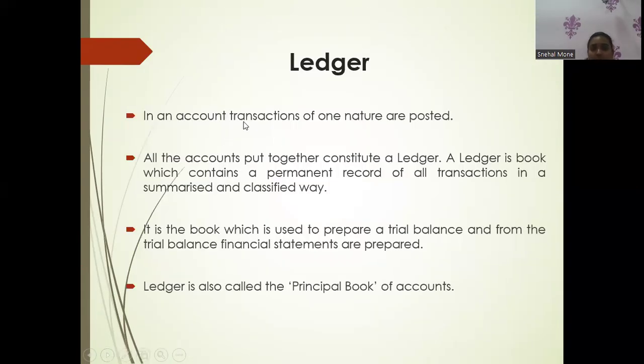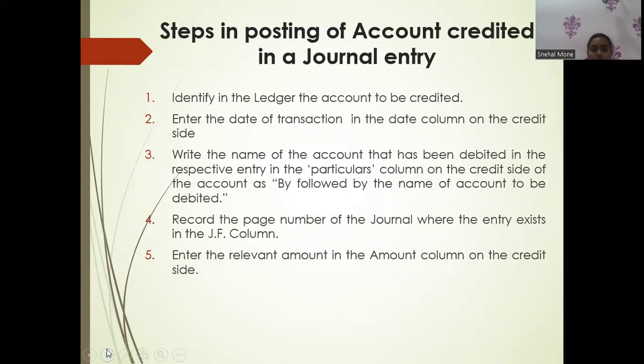Next is the ledger. In an account, transactions of one nature are posted. All accounts put together are consolidated as a ledger. A ledger is a book which contains a permanent record of all transactions in a summarized and classified way. It is the book which is used to prepare a trial balance. From the trial balance, financial statements are prepared. Ledger is also called the principal books of accounts.